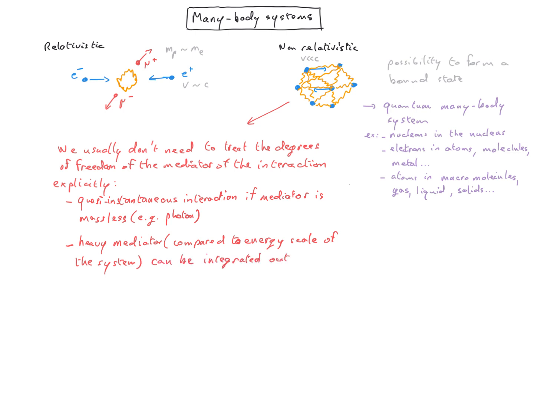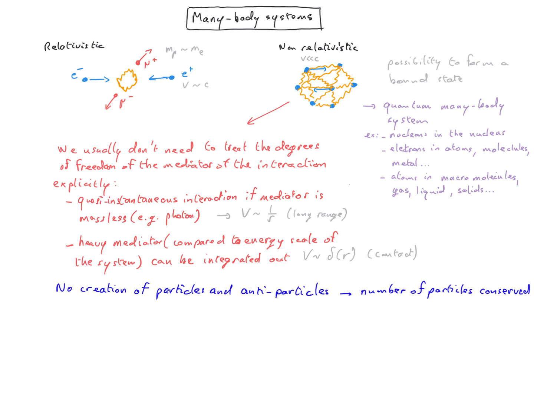In the first case, we saw that this leads to an interaction which is in 1/r, a long-range interaction, while in the second case, it leads to a contact interaction. In the low energy limit, we usually also can't produce pairs of particles and antiparticles, and as a result, the number of particles in the system remains constant.